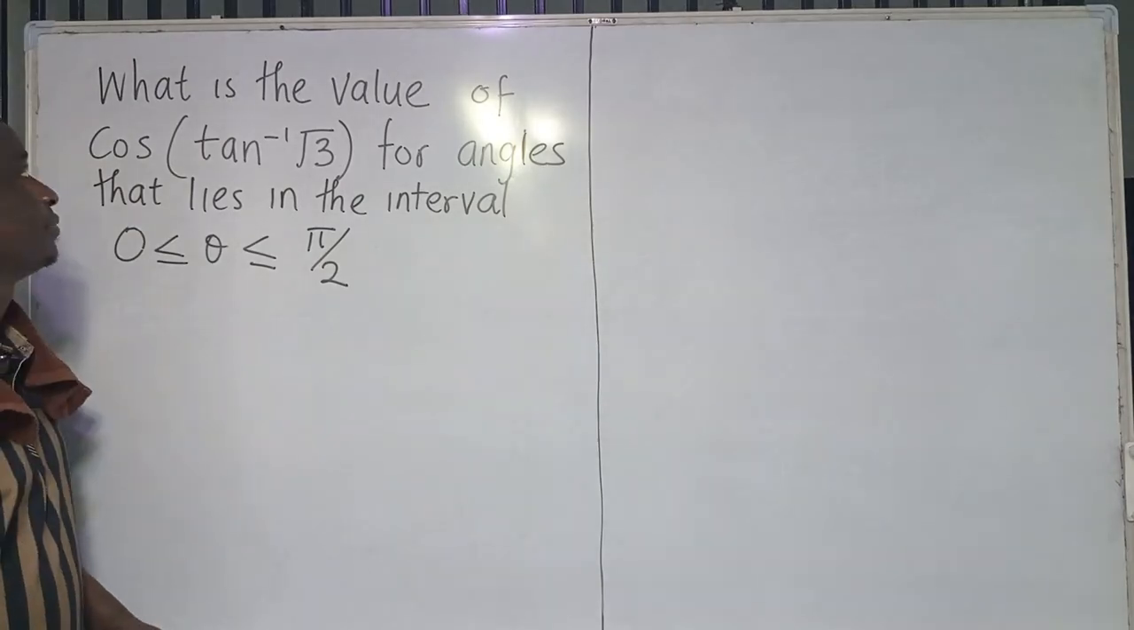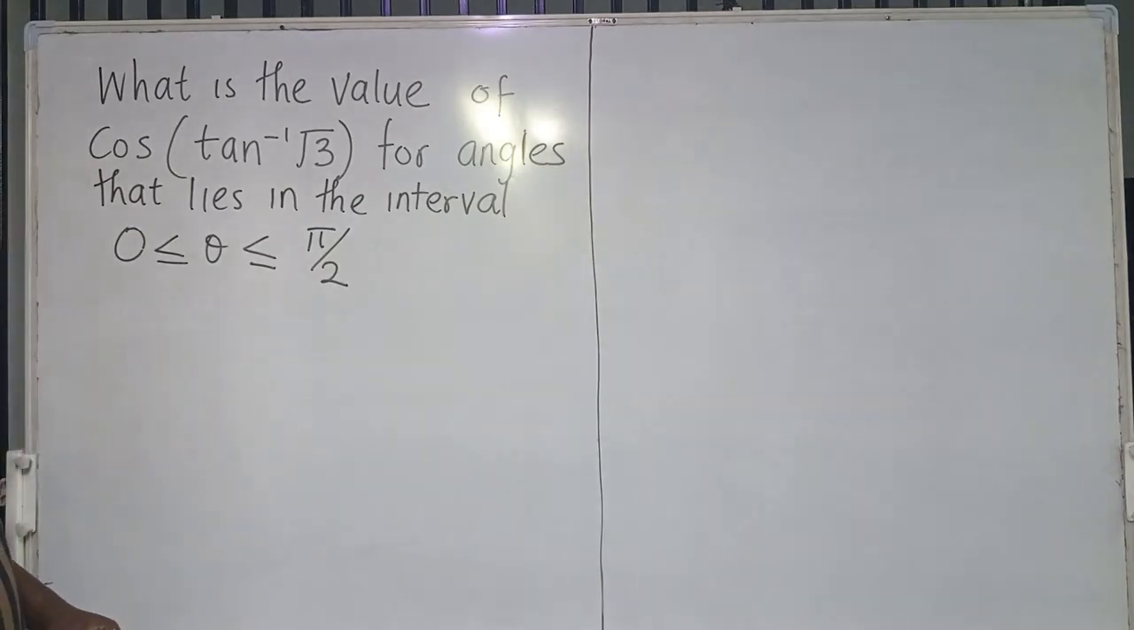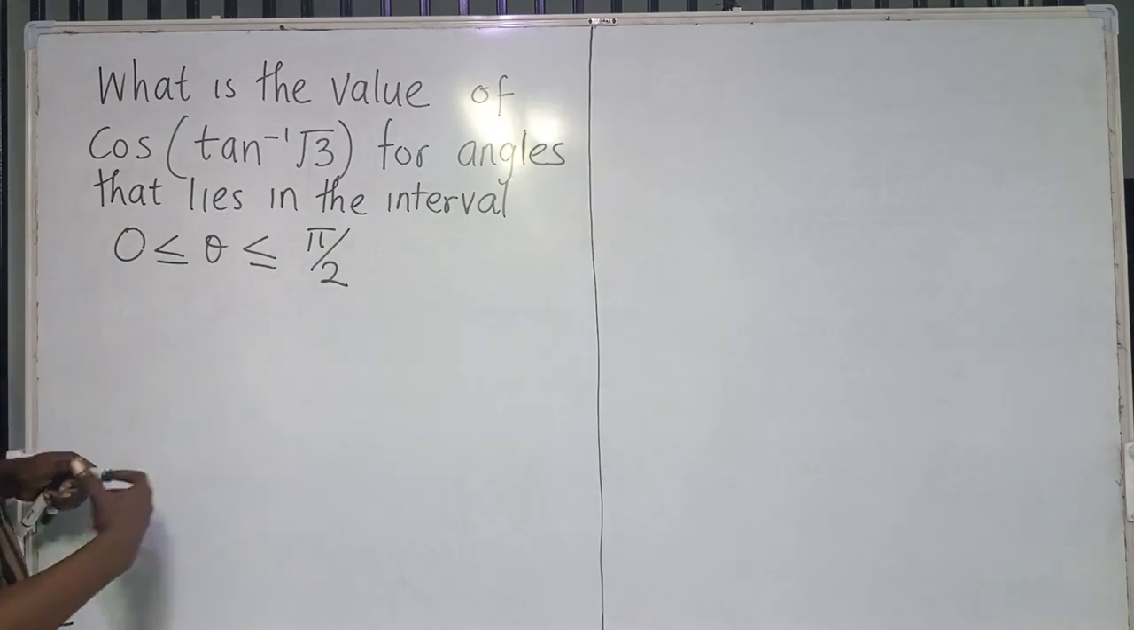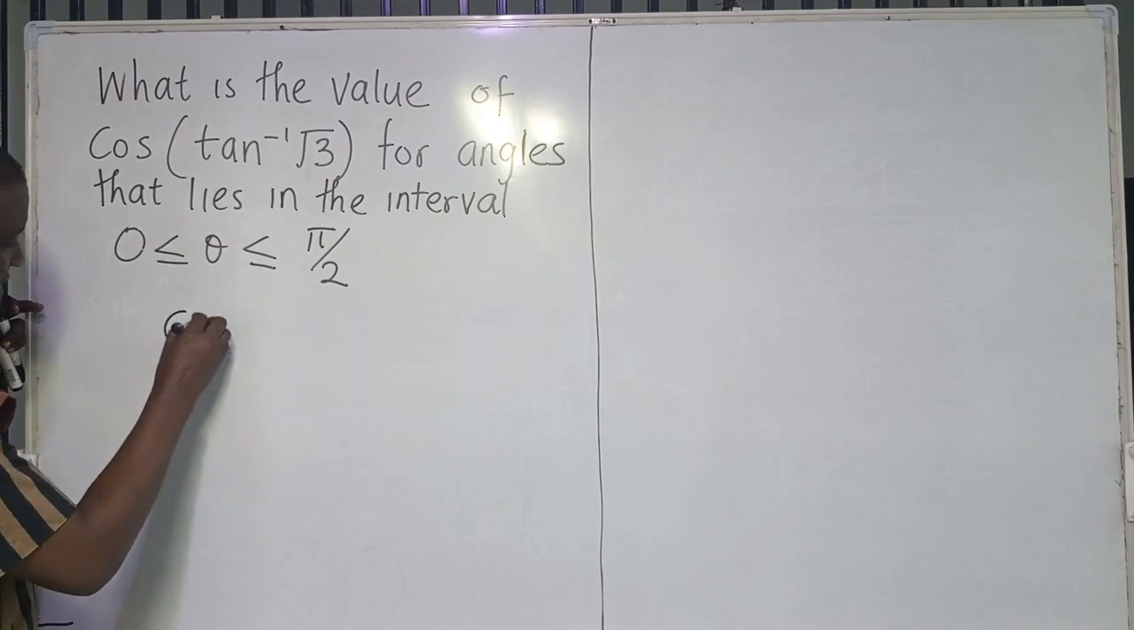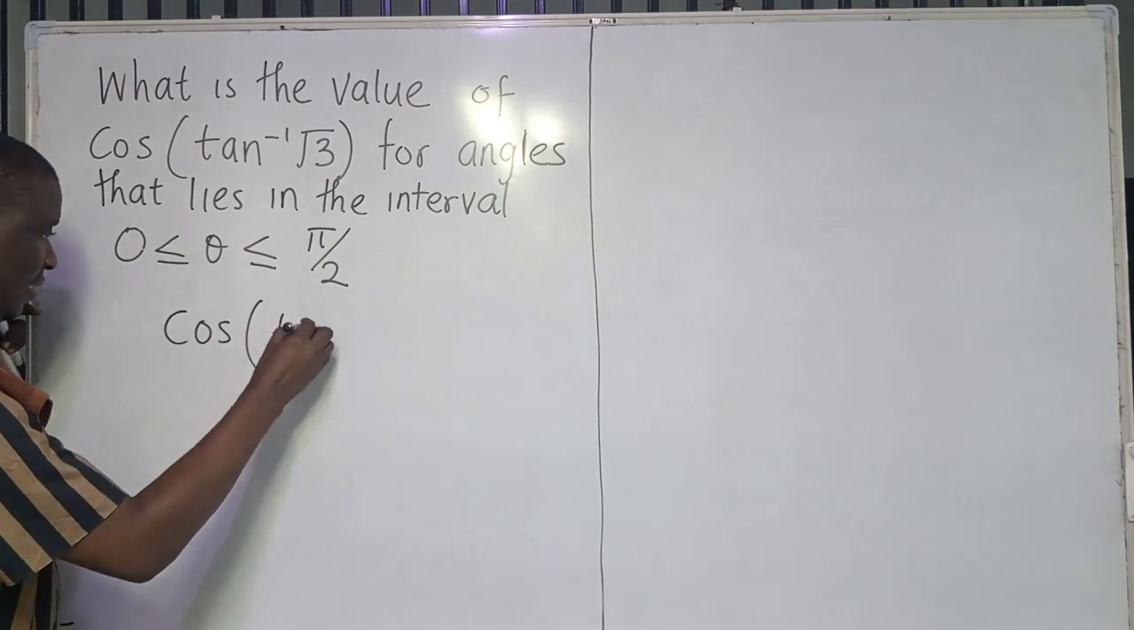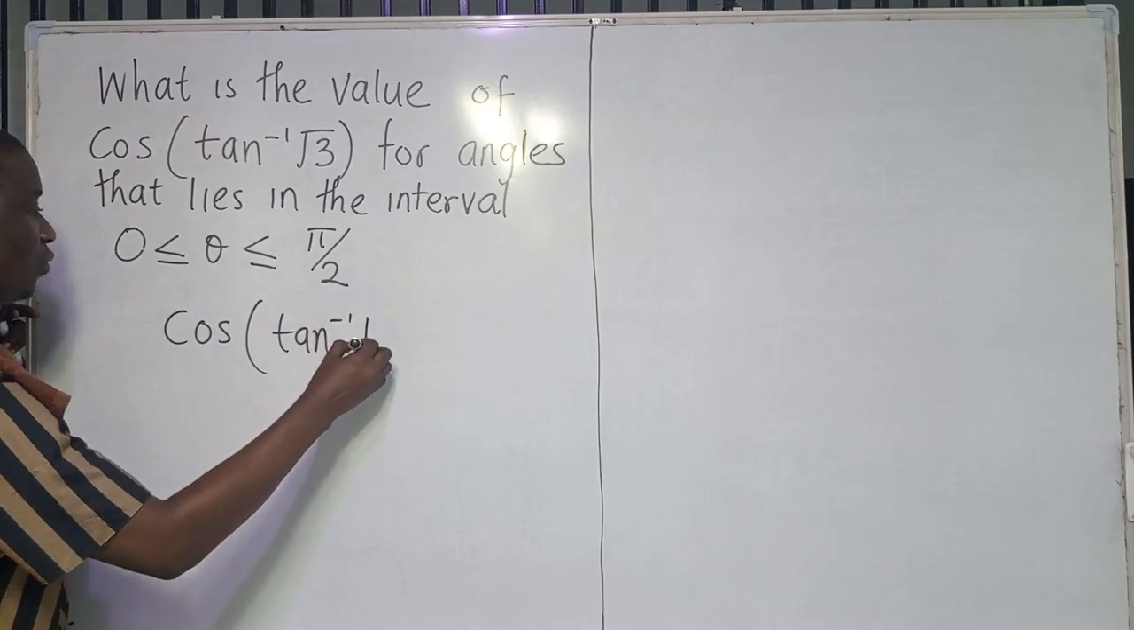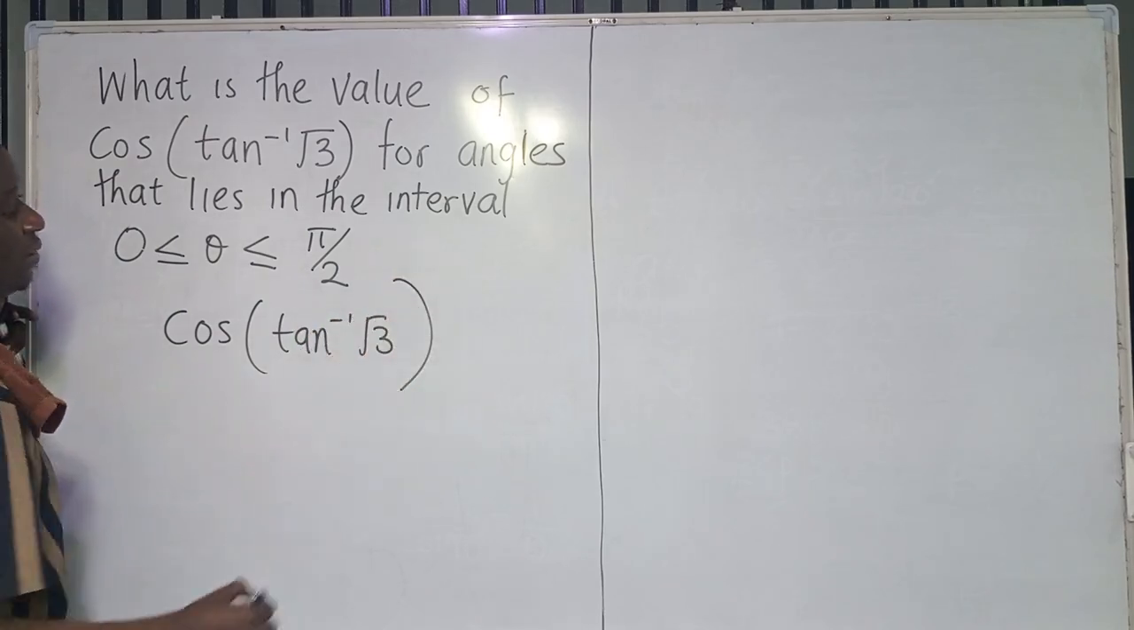Now we are in the next one. What is the value of cos(tan inverse of root 3) for an angle that lies in the interval 0 to pi over 2, that is between 0 and 180? First of all, let's write cos of tan inverse of root 3.